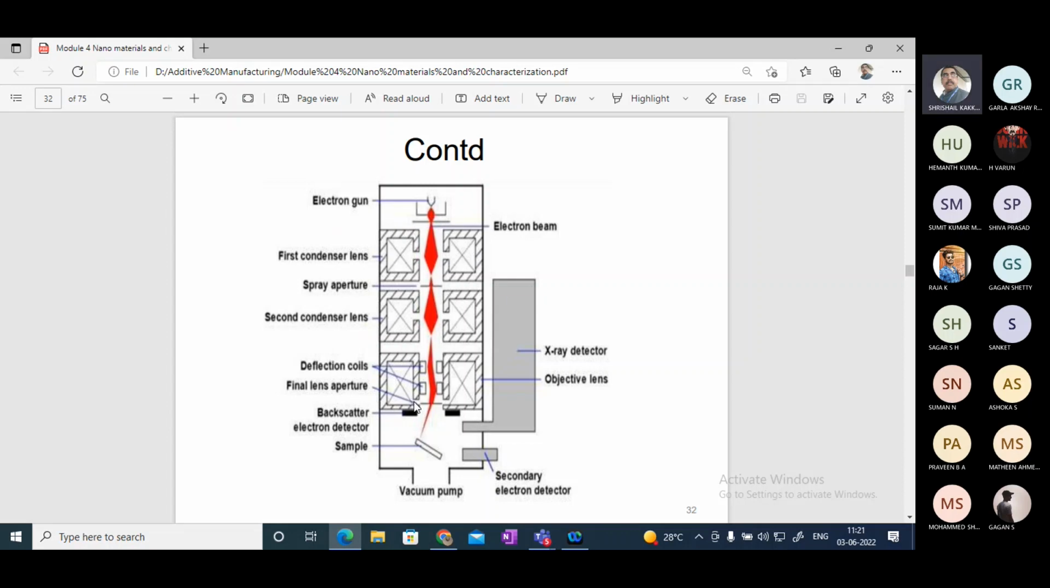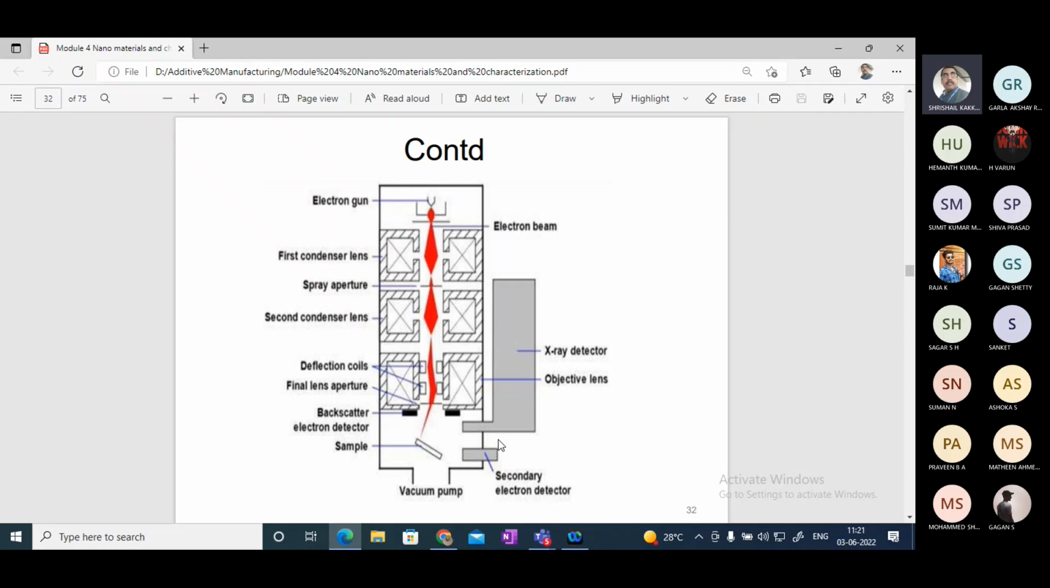All this will happen within this vacuum system only. That means it will be an evacuated system. There will not be air, because the electrons will not move properly in the air. It should be vacuum. A vacuum chamber will be there, and in this vacuum chamber, those will be there. And the X-ray detector will be there.